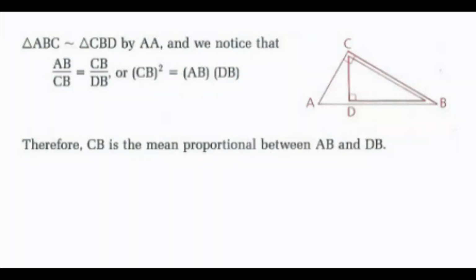Next, we can look at our large triangle and our medium triangle. We can notice that side AB, the hypotenuse of the large triangle, over the hypotenuse of the medium-sized triangle, so CB, that's equal to the long side of the large triangle, side CB, which again is the hypotenuse of my medium-sized triangle, over the long side of the medium-sized triangle, which is side DB. So that would be hypotenuse over hypotenuse is equal to long side over long side, or CB squared is equal to AB times DB. Therefore, CB is the mean proportional between AB and DB.